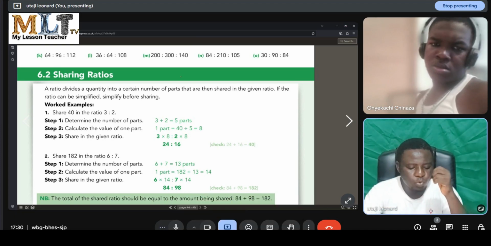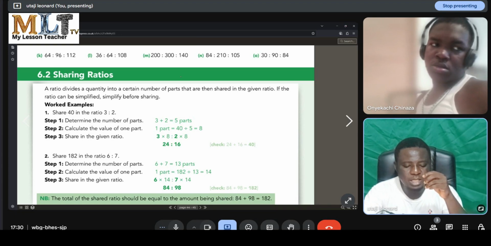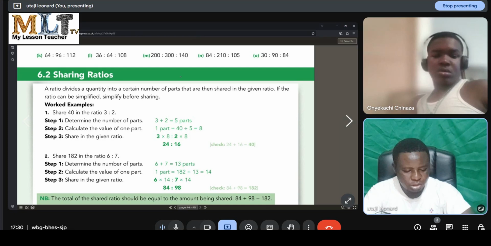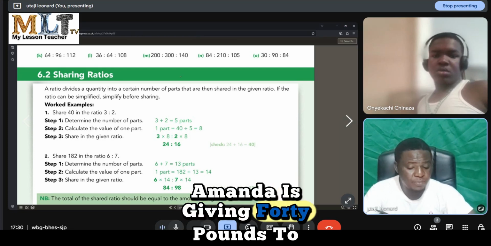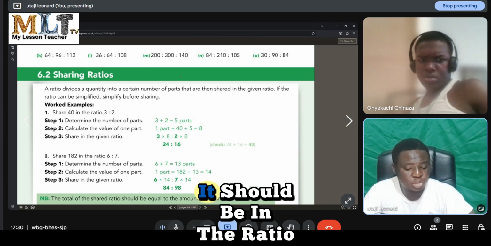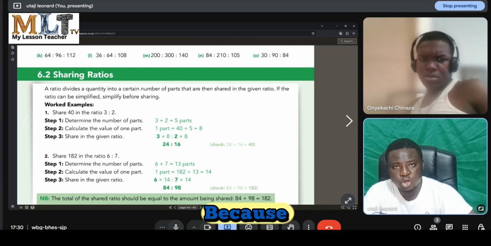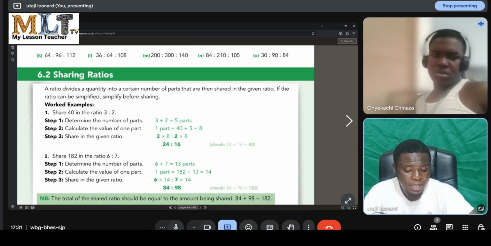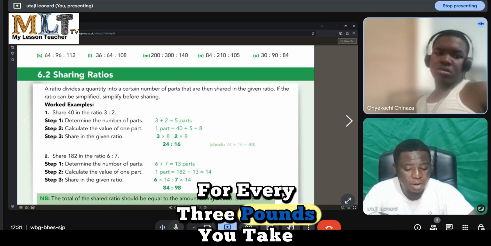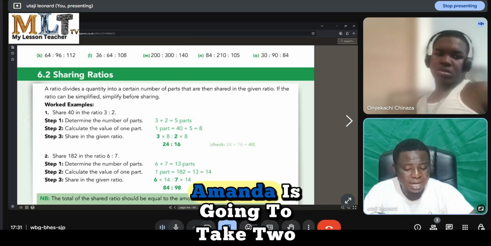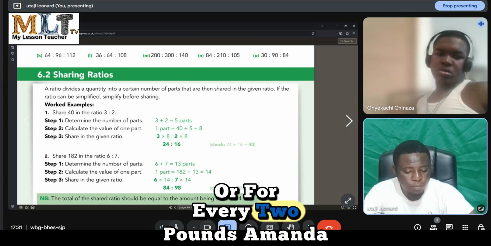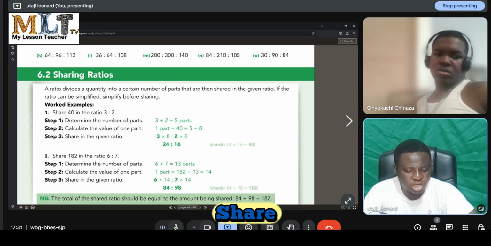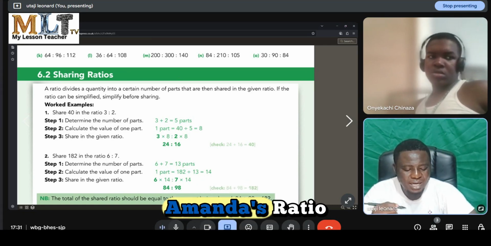Okay, it makes your work more simplified. The example says we should share 40 in the ratio 3 to 2. If you and Amanda are given 40 pounds to share, and your mom says it should be in the ratio of 3 to 2 because you are senior to Amanda, it means that for every 3 pounds you take, Amanda takes 2. Or for every 2 pounds Amanda takes, you take 3. So how much will be your share at the end, and how much will be Amanda's?